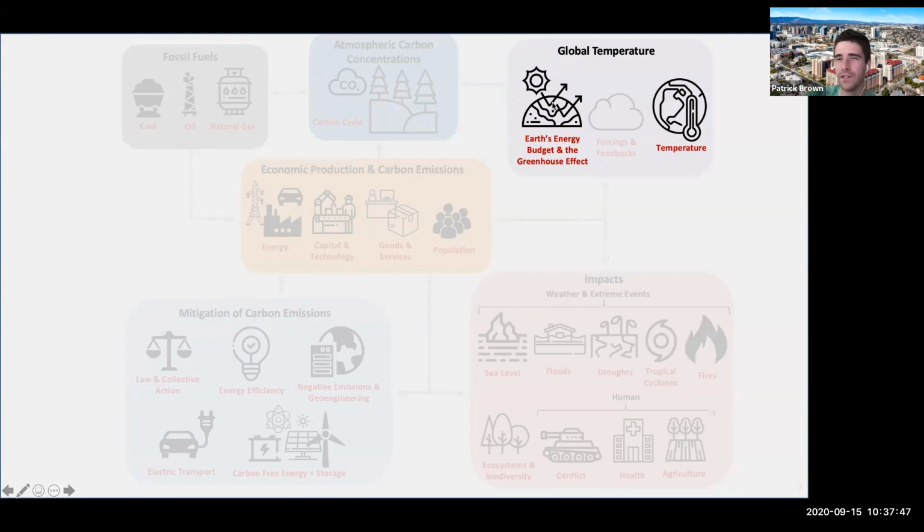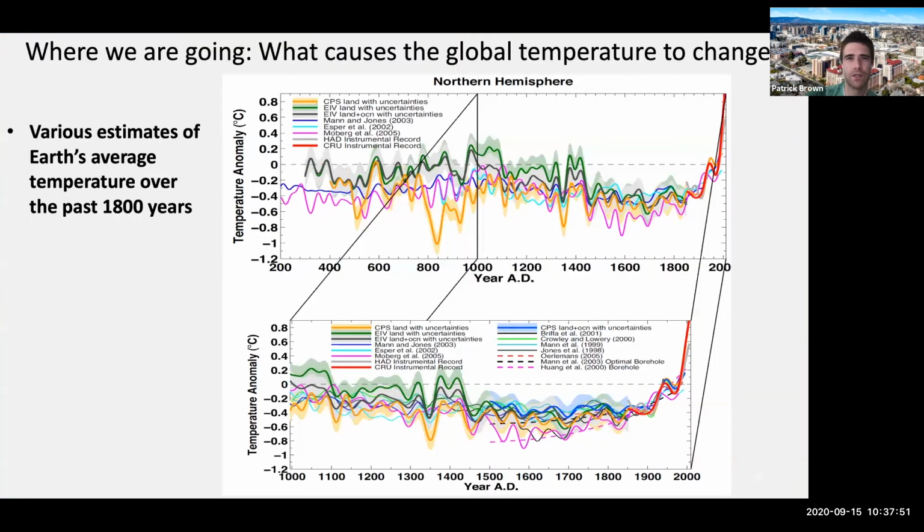temperature of the Earth. So the main idea, where we're going with this, is we want to know what causes global temperature to change in detail. And so this is a diagram of estimates of global temperature, or I guess this is northern hemisphere temperature, so close to global, half of the globe, over the past 1800 years. So from the year 200 to the year 2000.